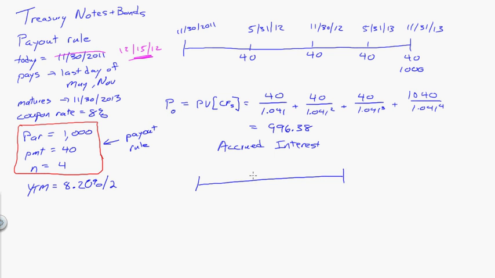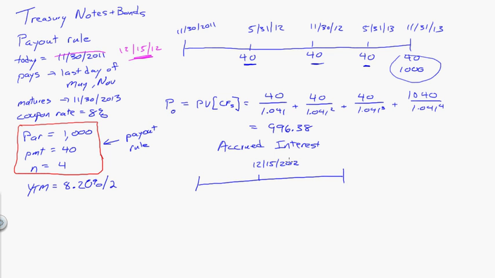So today is December 15th, 2012. Like I said, the U.S. Treasury makes payments of $40 on those particular dates and then $1,040 on this date right here. But the interest payments are $40. Who do they make those payments to? They make the payments to whoever owns the bond.